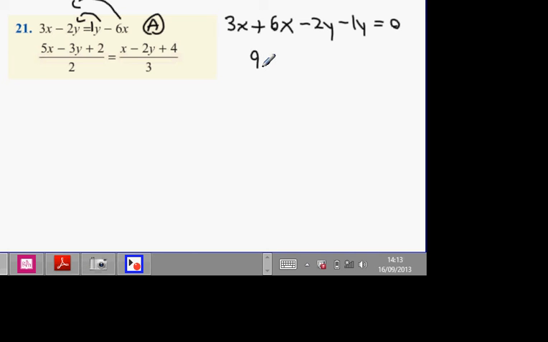Equation A would now turn into 9x minus 3y equals 0. This is now what equation A is.